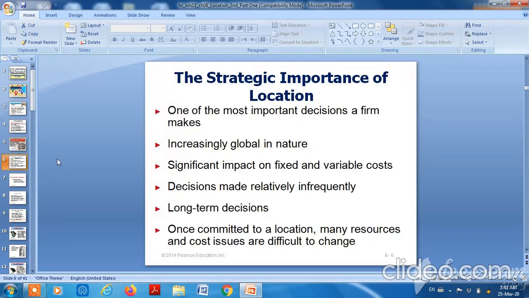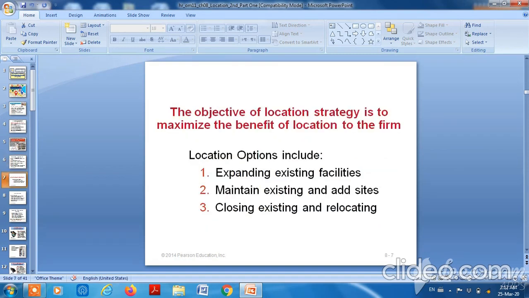The strategic importance of location: one of the most important decisions a firm makes, increasingly global in nature, with significant impact on fixed and variable costs. Decisions are made relatively infrequently and are long-term decisions. Once committed to a location, many resources and cost issues are difficult to change. The objective of location strategy is to maximize the benefit of location to the firm.